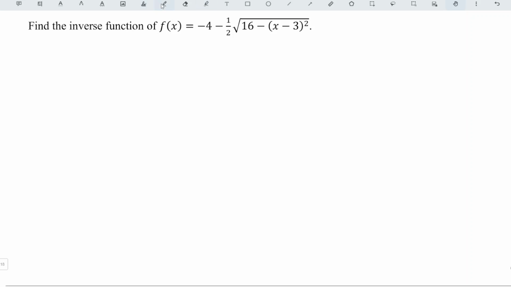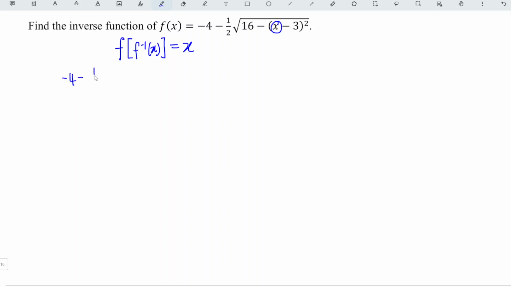To determine the inverse of this function, recall that for any function f, if we substitute the inverse, we should obtain x itself. So we replace x with the inverse and we obtain minus 4 minus 1 over 2 times the square root of 16 minus f inverse x minus 3, the whole thing squared, is equal to x.